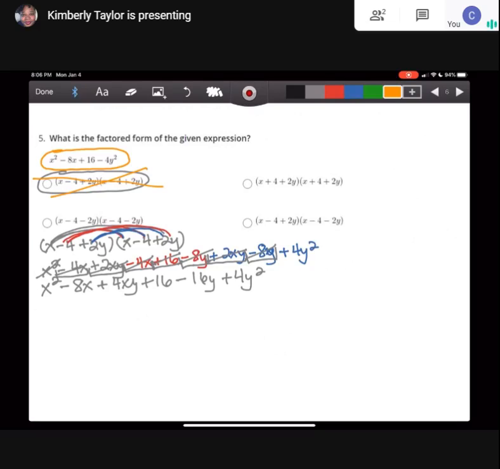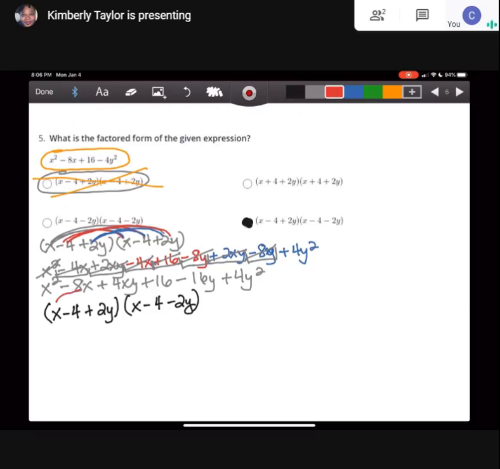Okay, so what you do, you can check each one of these. I already know that the answer is going to be D, so I'm going to show you this one. So let's do this one. This is going to be my answer, and I'm going to show you how. So we have x minus 4 plus 2y times x minus 4 minus 2y. So we're going to do the whole thing where you test them all out.